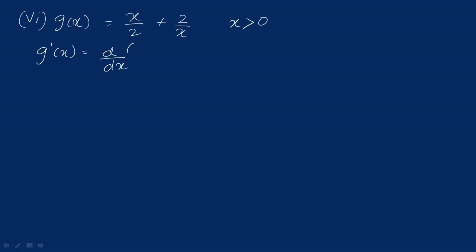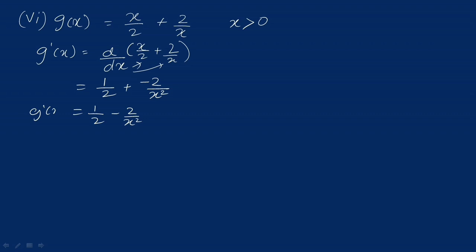Moving on to the next question, we have the sixth question, that is g of x is equal to x by 2 plus 2 by x, where x is greater than 0. So we have g dash of x, that is d by dx of x by 2 plus 2 by x. What is d by dx of x by 2? That is 1 by 2. d by dx of 2 by x is minus 2 by x square. So we have g dash of x is equal to 1 by 2 minus 2 by x square.